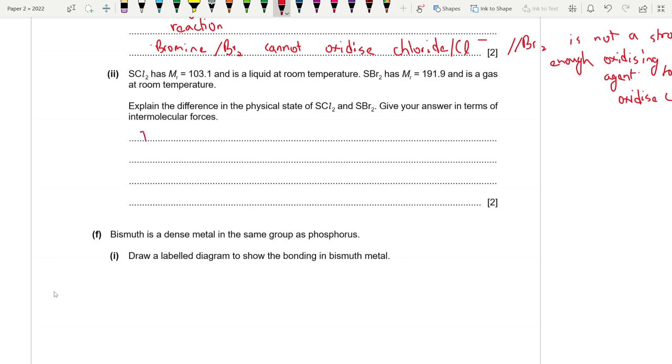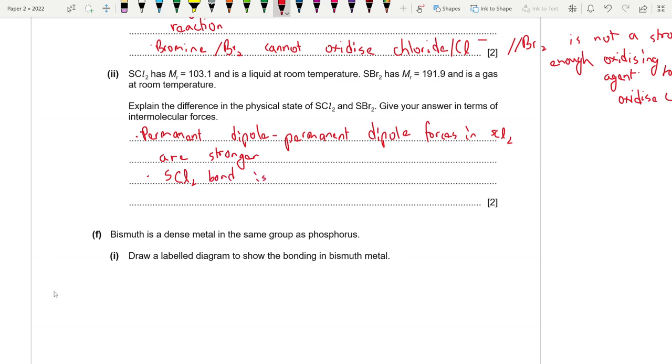I would just say that permanent dipole forces in SCl2 are stronger, and we are going to explain why. Or you could just say that intermolecular force is stronger in SCl2. Why? Because the S–Cl bond is more polar than S–Br. That's it.